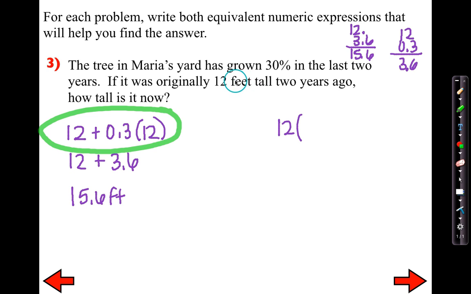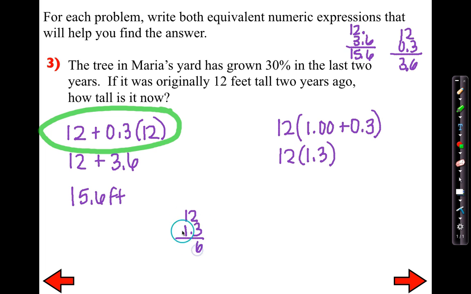Well, we have to consider the full height of the tree, which is 100%. And since it's growing an extra 30%, we're basically taking our 100%, which would be expressed like this, and then our 30%, which would be expressed like this, which is basically taking 130%. Now, if I take these two numbers and multiply it, there's not a lot of space, so we can go ahead and multiply it right here. Let's do 12 times 1.3.